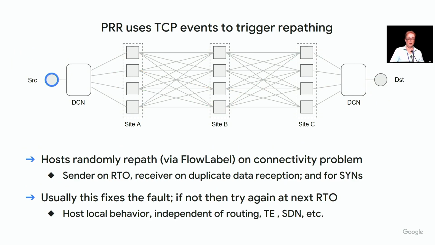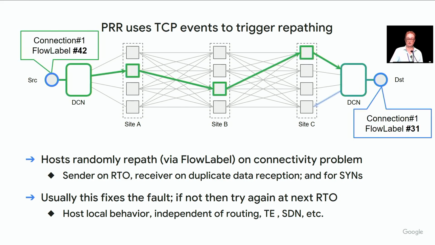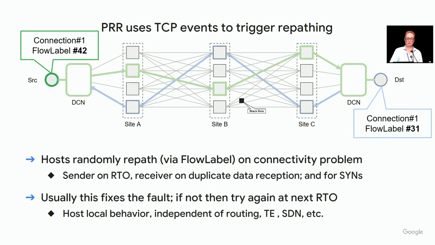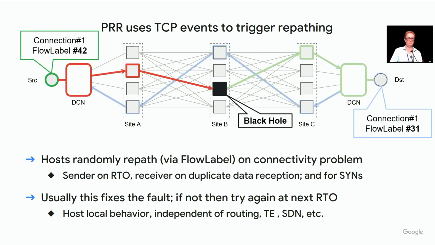To complete the design here, PRR uses TCP events to trigger repathing. So consider this example connection. It takes some path through the network. When there's a black hole in the network that affects the connection, the packets will be discarded in the network and connectivity will be lost for the connection. After a short time, the sender will time out and retransmit. At that time, we change the flow label.